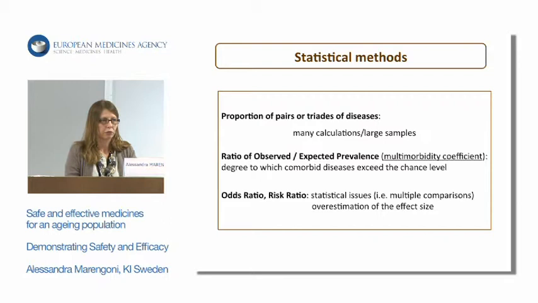Let's start from the identification of pairs or triads of co-occurring diseases. Among these methods, the one that I prefer is the one in the middle, the multimorbidity coefficient, which is the ratio of the observed co-prevalence of a pair of diseases to the expected one, the expected prevalence being the one that you would get if the two diseases were completely independent. So the multimorbidity coefficient tells you the degree to which comorbid diseases exceed the chance level.